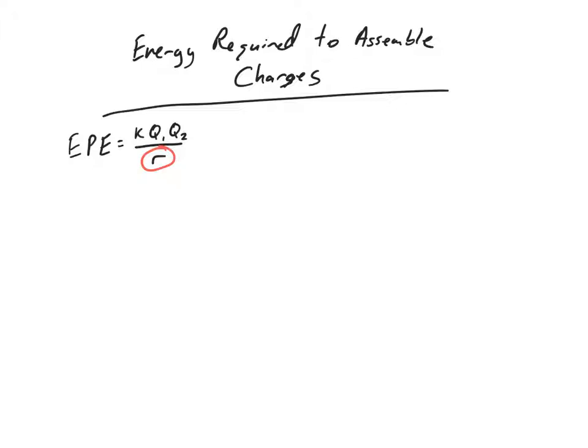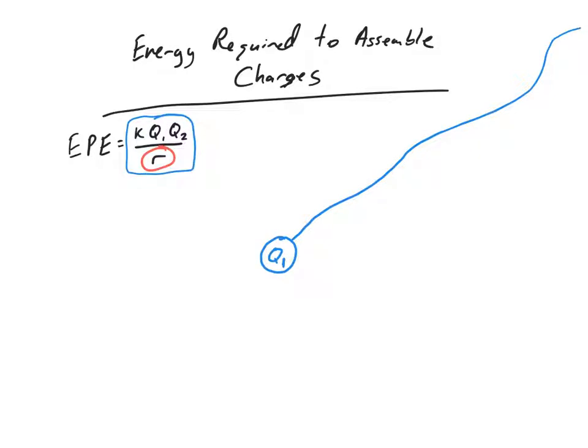Next, if I take a charge out from infinity and I bring it in here, call this Q1, it is still an infinite distance away from all other charges, because all the other charges are literally an infinite distance away. So the electric potential energy did not change. Therefore, the change in electric potential energy for the first charge is equal to zero.